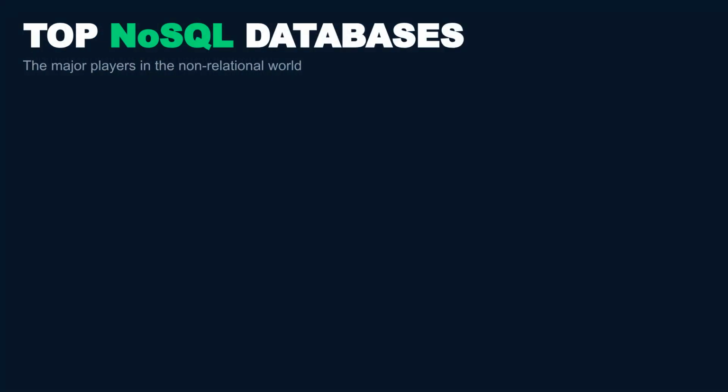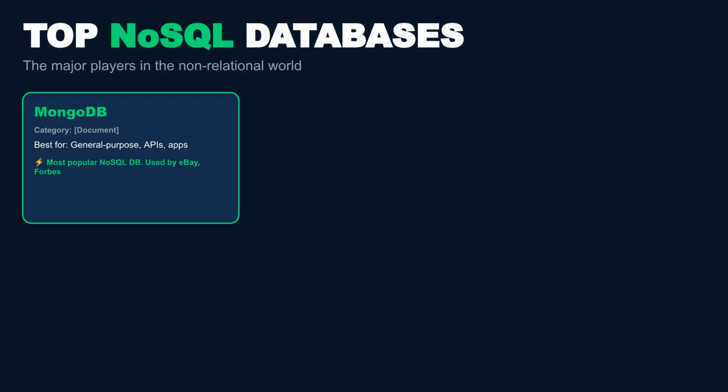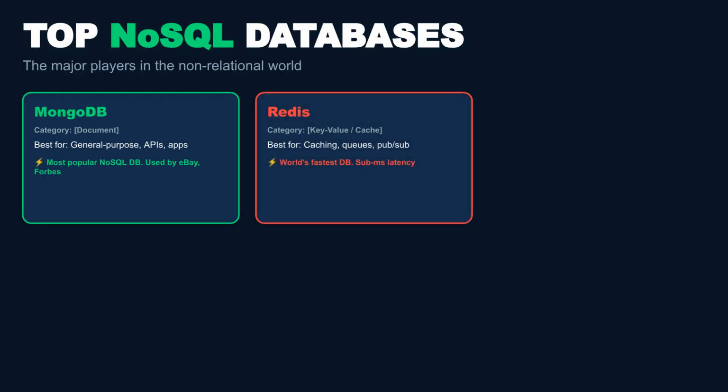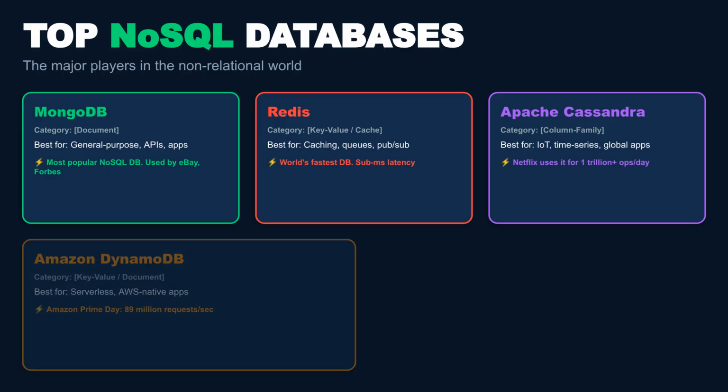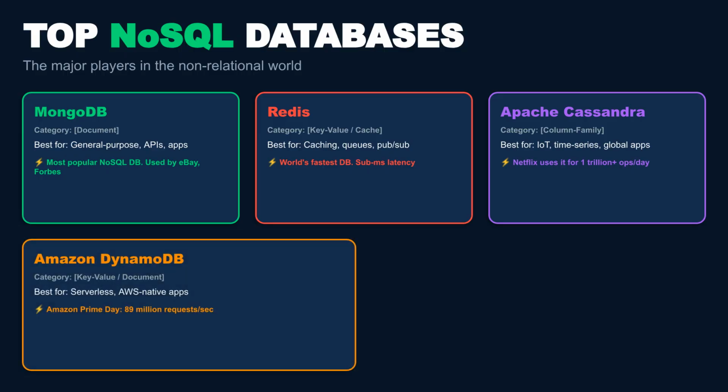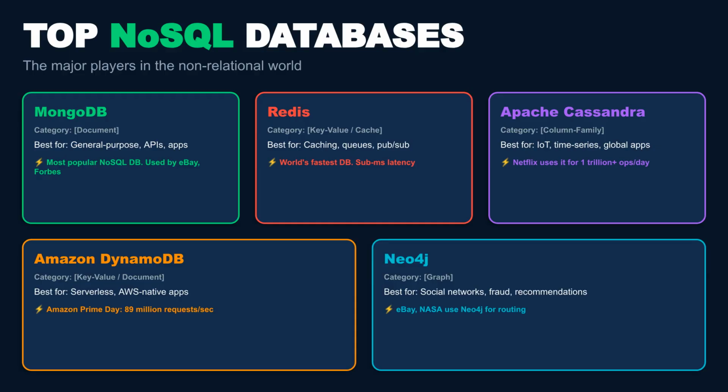Among NoSQL databases, MongoDB is the most popular document store. Redis is the world's fastest key-value store, used for caching. Apache Cassandra is a column family database used by Netflix for massive operations. Amazon DynamoDB is great for serverless applications, and Neo4j is the leading graph database used by eBay and NASA.